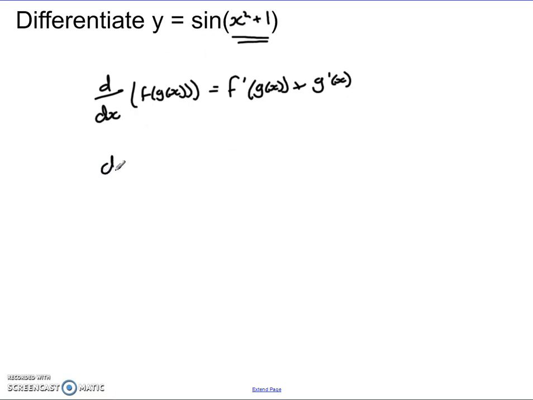So we start the same. We say fine, so dy by dx. Derivative of the outer part, so derivative of sine. Derivative of sine is just simply cos. So it's dy by dx equals cos of x squared plus 1.